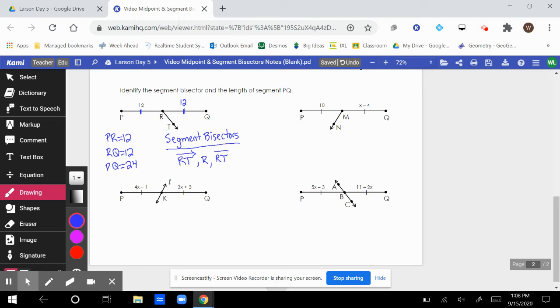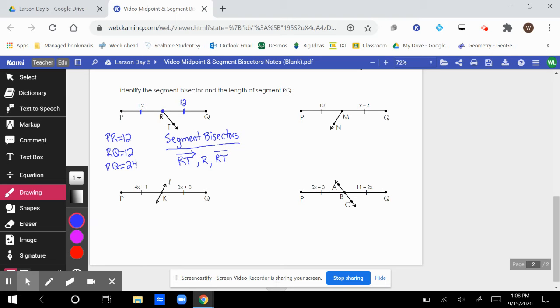Okay, so when you're asked to identify the segment bisector, there's often more than one right answer. The midpoint itself, so here point R, is always a segment bisector. Okay, but also you could have said ray RT. You also could have said line segment RT. Okay, and notice here, guys, PR is 12, RQ is 12. That means by the segment addition postulate, the length of the total segment PQ must be 12 plus 12, or 24.